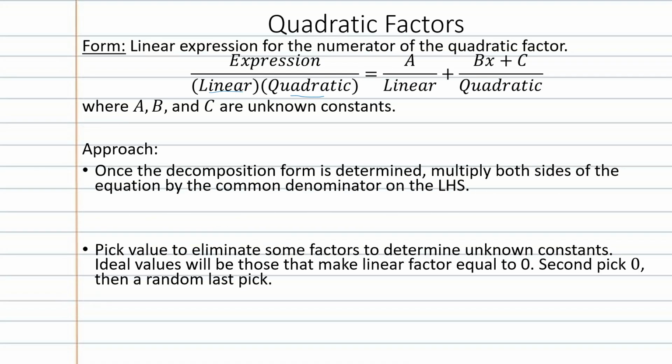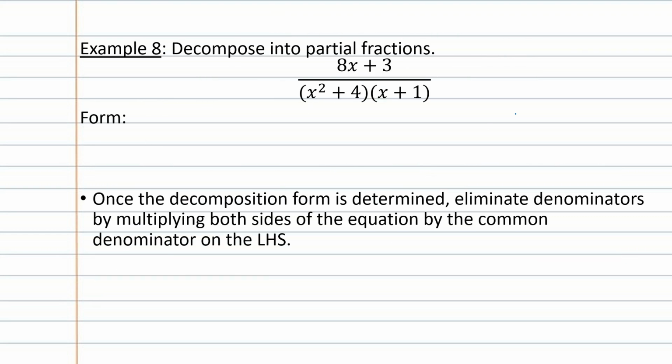Okay. So we need to set it up as A over the linear term plus Bx plus C over the quadratic term. Simple enough. This is A over the linear term plus Bx plus C over the quadratic term. And this is a simple quadratic. A quadratic is of the form ax squared plus bx plus c. Here, that middle term, the bx part, is not there, if you're talking about just solely the quadratic form of that denominator. So that's our form.